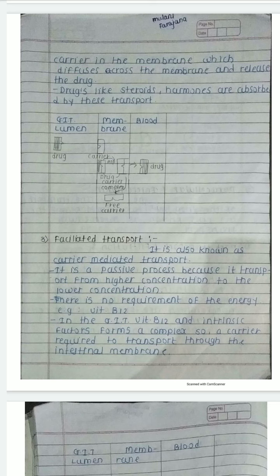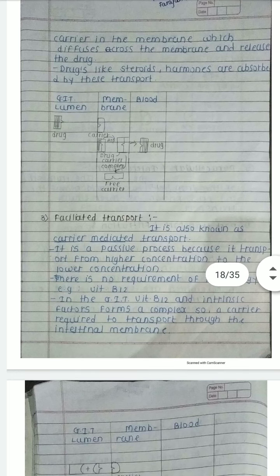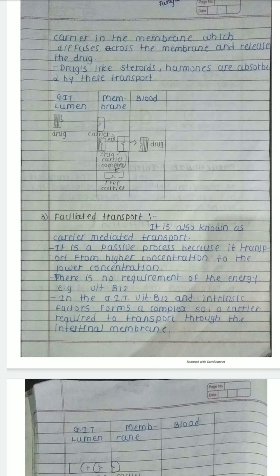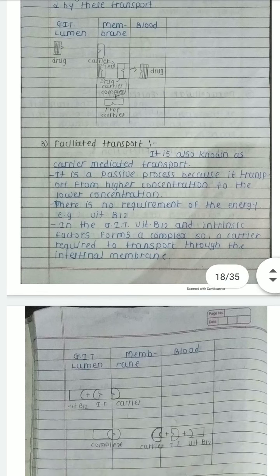Okay. Now in this diagram you can see that from the GIT to the blood there is a membrane. You have to cross that membrane to reach the blood. From this GIT to the blood, your drugs move. It is known as absorption. In the GIT, your drug binds to this carrier. This carrier and drug form a complex, and then it crosses the cell membrane. So in this way, active transport takes place.